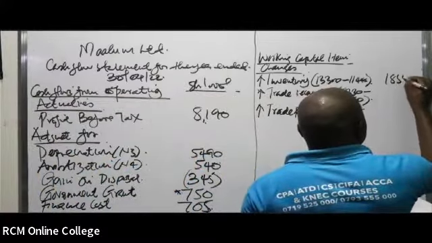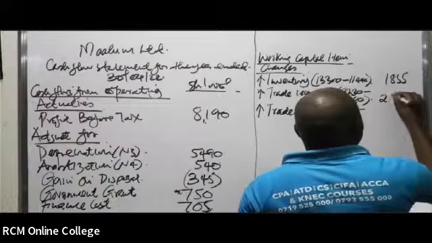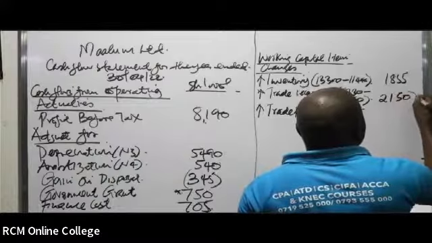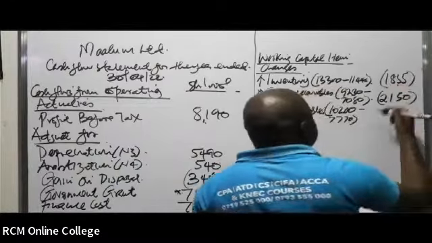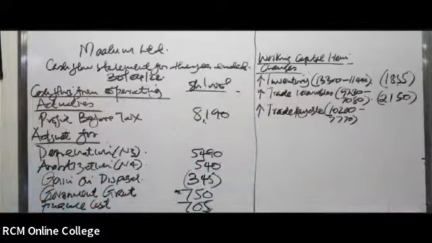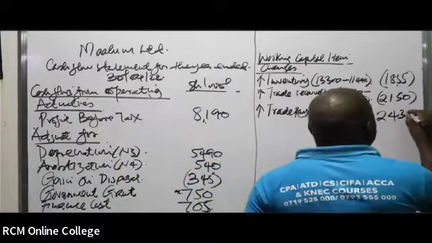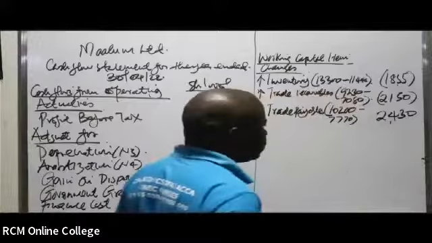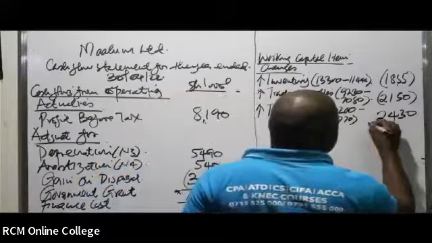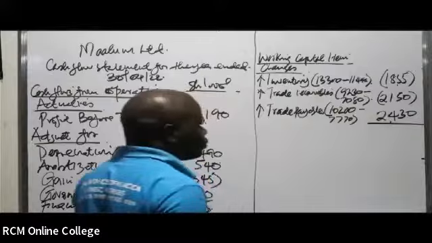So 1855 and 2150. Both of them we will deduct, the increase in the current assets, while the increase in the current liability, the trade payables, we will add, an amount of 2430. So you'll be able to get a total here.